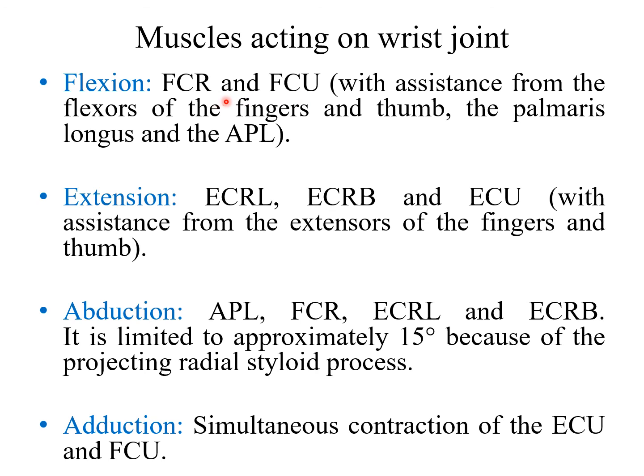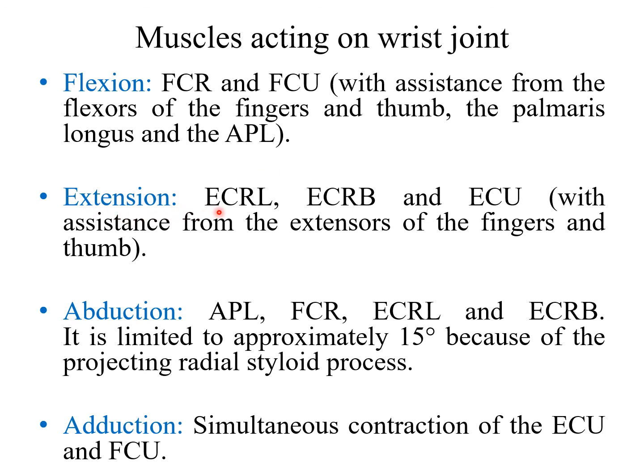So flexor carpi radialis and flexor carpi ulnaris, because they both attach to the carpal bones, will powerfully move the wrist joint, and they will take support from the long flexors of the fingers and thumb, and palmaris longus, which is attached to the flexor retinaculum, and abductor pollicis longus, which is going towards the thumb.